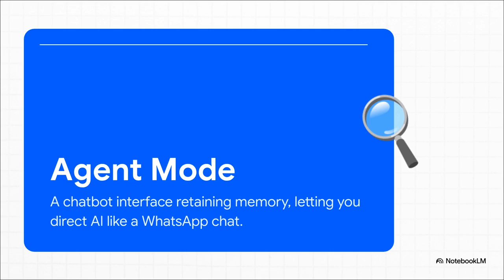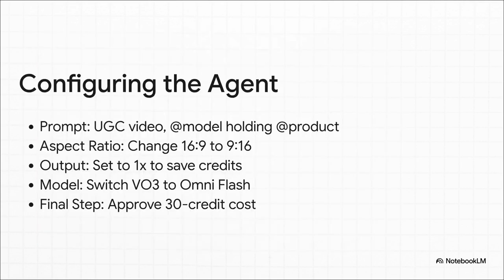The source makes a great comparison. It's literally like chatting on WhatsApp. You're talking to a chatbot, sure, but this chatbot has the power to manipulate the exact images you just uploaded. So let's look at how you'd instruct this agent. Just like in Gemini, you use the @ symbol to tag those assets. So your prompt looks like this. UGC video, @model holding @chocolate_bar, talking directly into the lens.